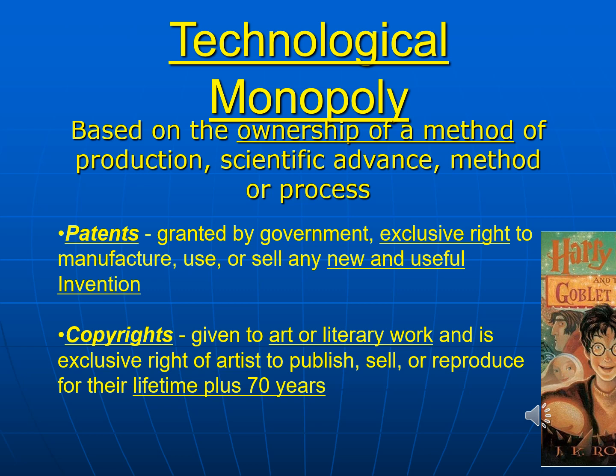So in some textbooks or novels, you can see there's a letter C written on it, right, with a circle. This means you can't duplicate the book. It's a copyright. So that's what technological monopoly is about.